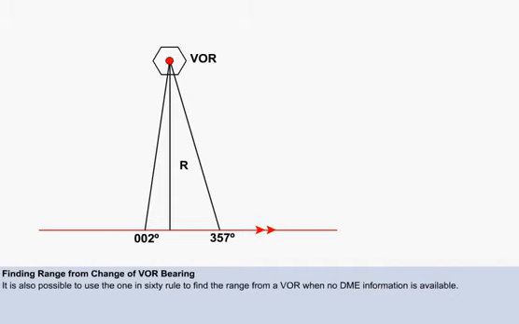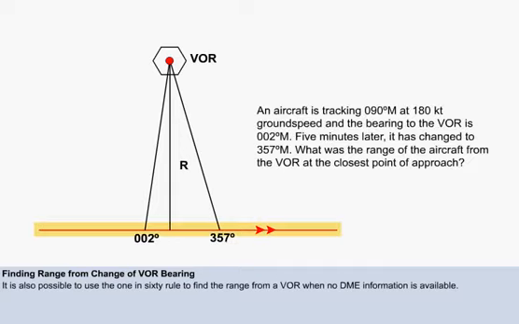It is also possible to use the 1 in 60 rule to find the range from a VOR when no DME information is available. This can be used only when the aircraft is running a beam or approximately a beam to the VOR. Suppose that an aircraft is tracking 090 magnetic at 180 knots ground speed, and the bearing to the VOR is 002. 5 minutes later, it has changed to 357. What was the range of the aircraft from the VOR at the closest point of approach?